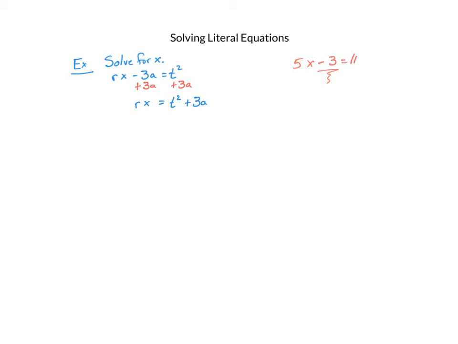And I need to take care of that r. So let's divide by r. Remember, the goal is to have just x equals some expression. So when I divide the left-hand side by r, the r's will cancel. Now when I divide the right-hand side by r, I'm going to divide the whole thing by r. Nothing will reduce. So I have x equals t squared plus 3a, all divided by r. And our problem is complete.